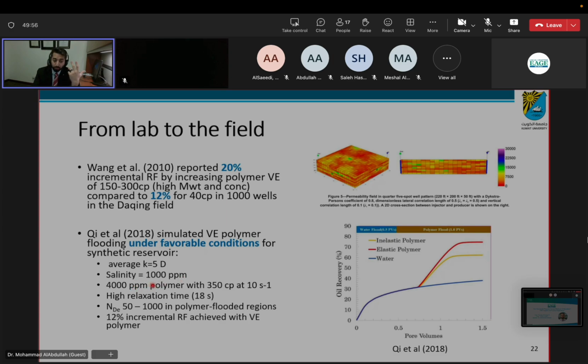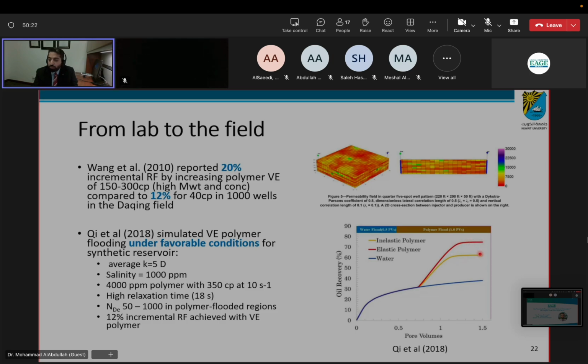Very high polymer concentration, 4,000 ppm. High relaxation time, assuming a very high Deborah number, very viscoelastic polymers, right? And he observed, compared to inelastic, this is the water flood you're going to observe in here. And then this is inelastic, which means without viscoelasticity, I have a polymer being injected. And then an elastic polymer injected.